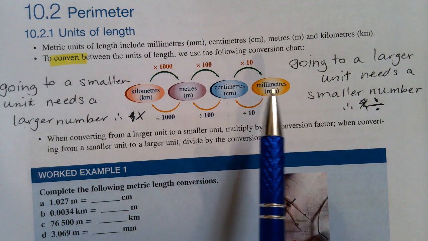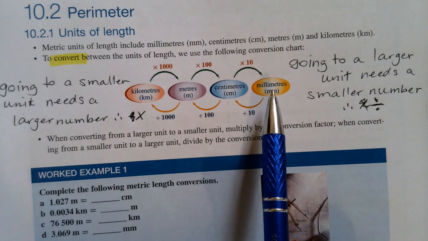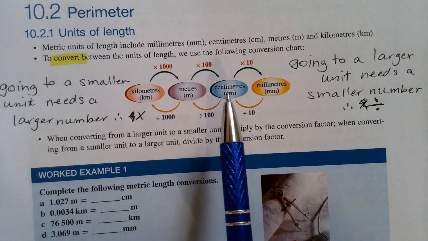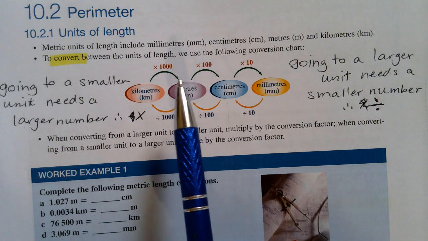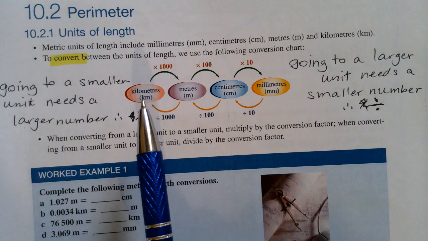These conversion factors come from their names, milli being 1,000th, centi meaning 100th, meters is the unit that we use, and kilometers is 1,000.